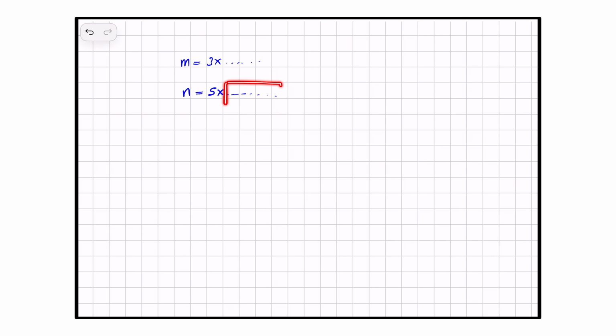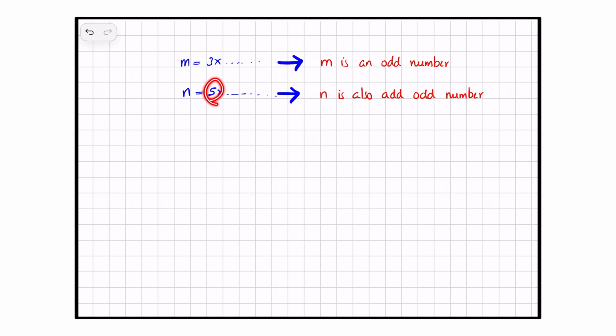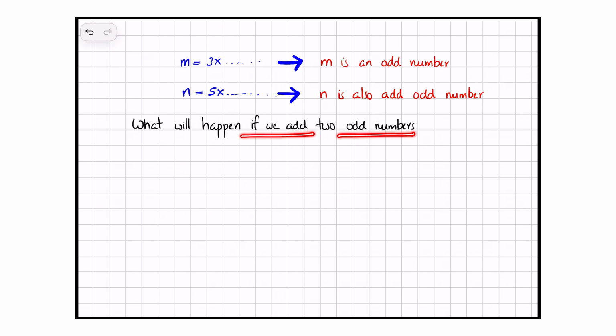Whatever these numbers are, we do not know the other set of numbers, but irrespective of whatever these numbers are, we are multiplying this number with the value of 3 for m, and we are multiplying this number with 5 for n. That means m is an odd number. Why? Because we are multiplying it by 3. Similarly, n is also an odd number. Why? Because we are multiplying by 5. So what will happen if we add two odd numbers? It is going to be an even number.